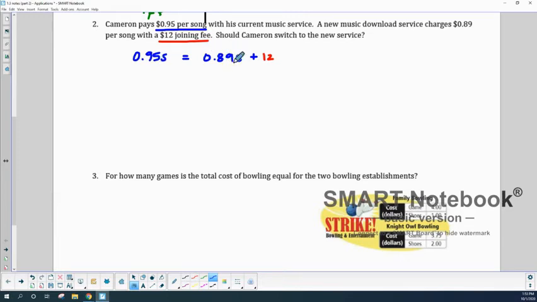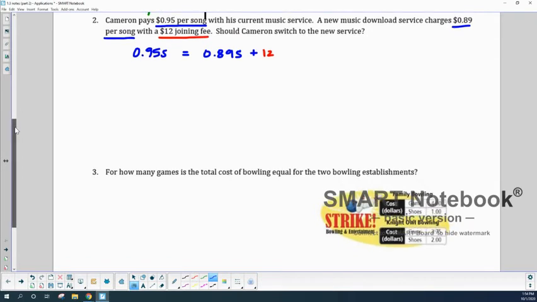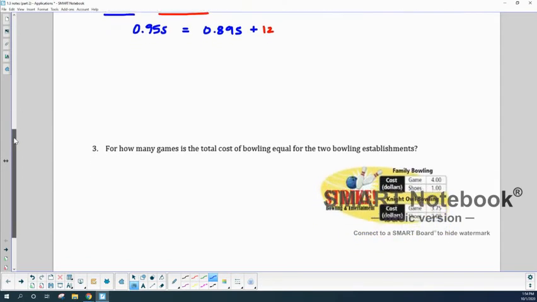And then the right side of the equation is the new music download service. So it's 89 cents per song. So again, that's my rate, 0.89 S, because it's per song. And then the $12 joining fee, that is the one-time flat fee. This would be your equation for number 2. You can go ahead and solve that if you want and figure out how many songs you would have to download to make it worth switching.